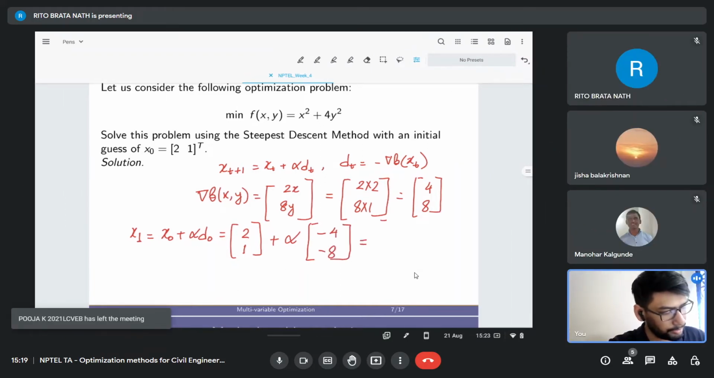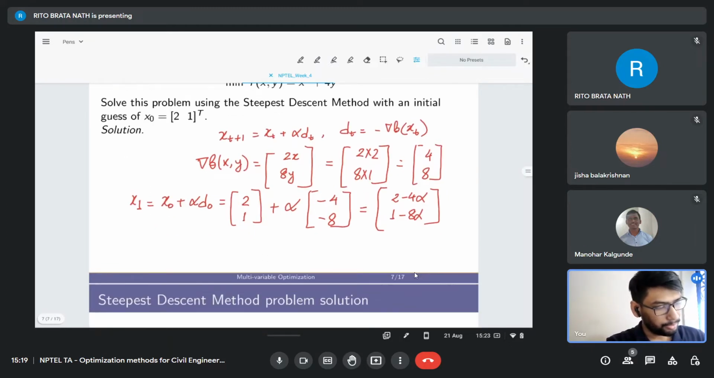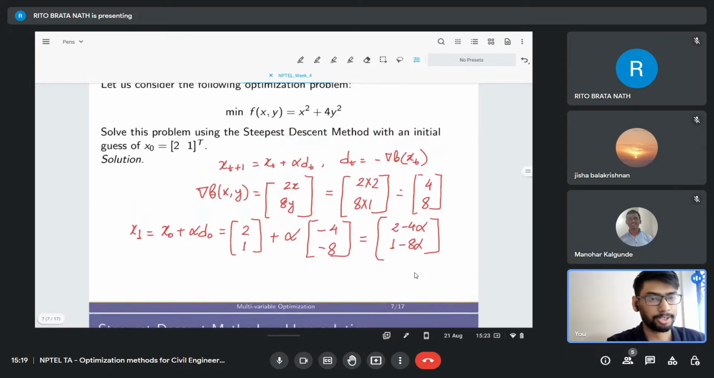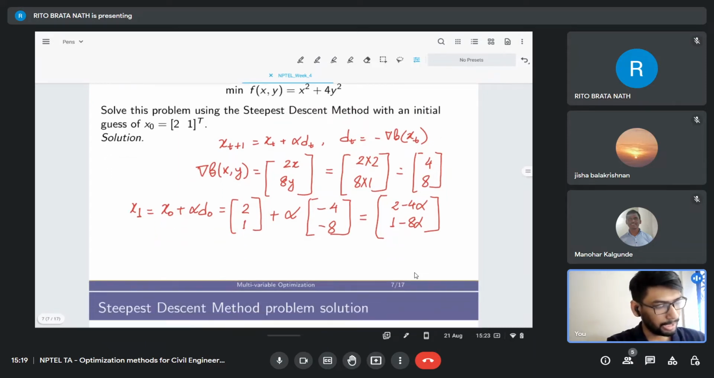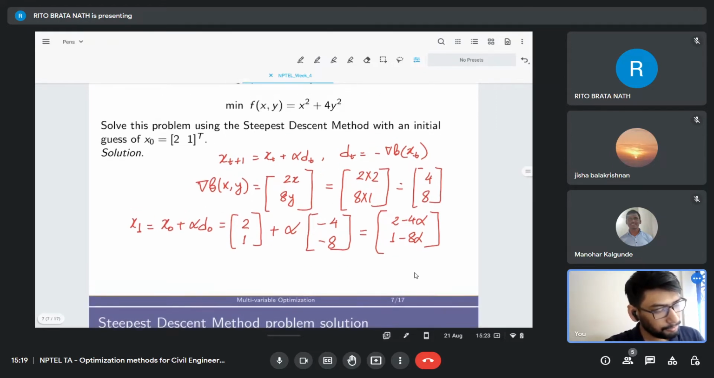So what you have is 2 minus 4 alpha and 1 minus 8 alpha. What you have to do now is plug this into the objective function, and you will get a function in terms of one variable only, and you can minimize that function. That way you can obtain the optima. So let's do that.